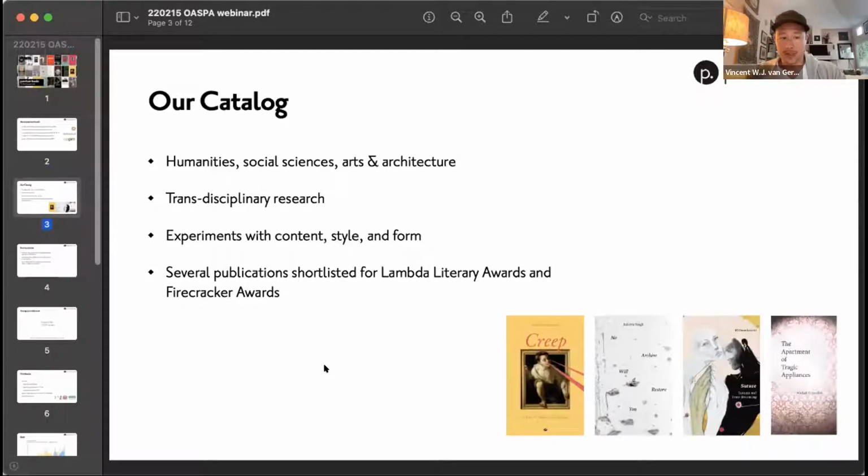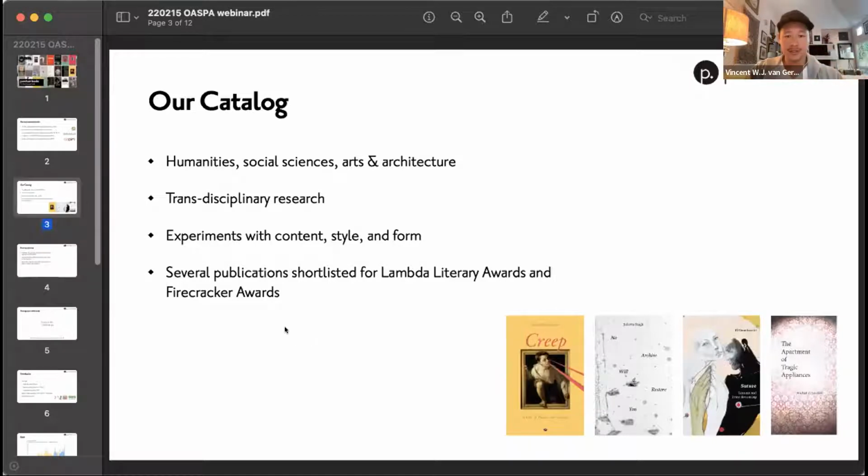Our catalog is Humanities, Social Sciences, Arts, and Architecture, and that really reflects the interests of the directors. These are also the fields in which we have our own degrees and that we feel comfortable looking into. We highly value transdisciplinary research. We value experiments with content, style, and form. So we really like to pick up the weird books that are out there. We won't immediately be attracted to a standard scholarly monograph. We really want the thought to sizzle and to do fun things, and we want to be engaged by a book.